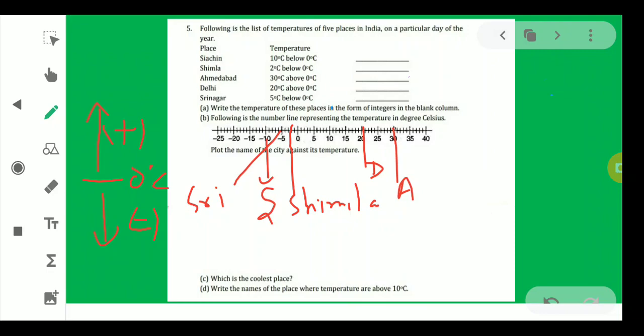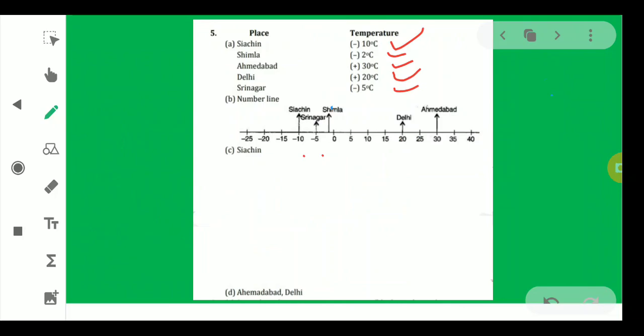Now next is which is the coolest place, means which has the lowest temperature. So we know that on the number line left to right is increasing order. So we will see which city is on the leftmost side. We are watching that Siachen, whose temperature is minus 10 degrees Celsius, is on the leftmost side of the number line. It is on the extreme left of the number line over here. So it will be the coolest place. So the coolest place is Siachen.